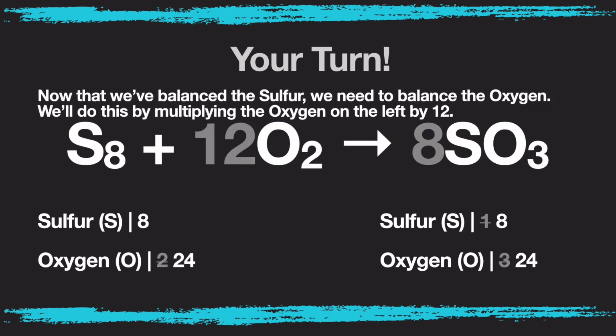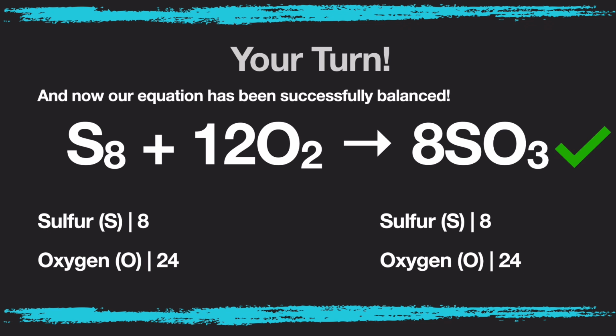Now that we've balanced the sulfur, we need to balance the oxygen. We'll do this by multiplying the oxygen on the left by 12. And now our equation has been successfully balanced.